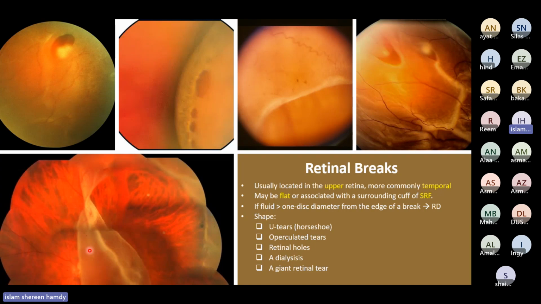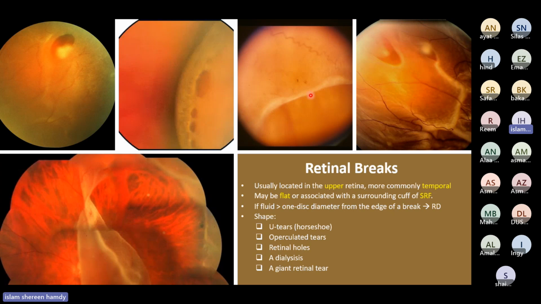The main problem with the repair of that giant retinal tear, that you need to unfold the retina, put it back in place first with perfluorocarbon liquid, and then you should treat it afterwards. While in those horseshoe or operculated retinal tears, the retina is still more or less in place. It's not folded, and there's no need to unfold it.